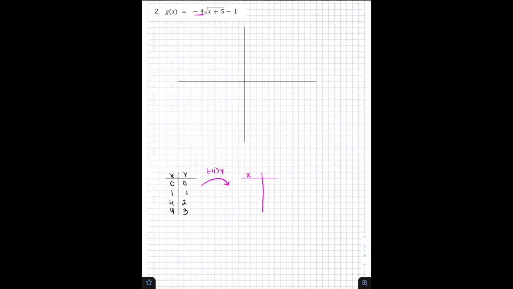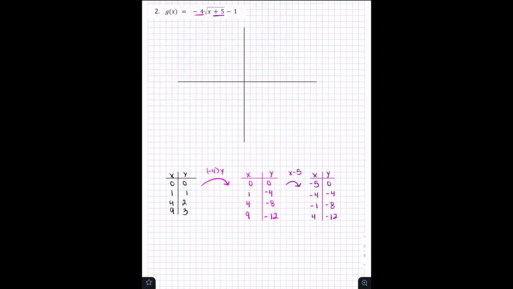So to find our points here, we can just multiply negative 4 to our y values. So this would then change it to keeping our x values, and our y values would be 0, negative 4, negative 8, and negative 12. Then we can look at this plus 5 that's under the radical. This, we know, is a horizontal shift left or right. So to find this, we would subtract 5 from our x values. So 0 minus 5, negative 5, negative 4, negative 1, and 4. And then we would keep our y values.